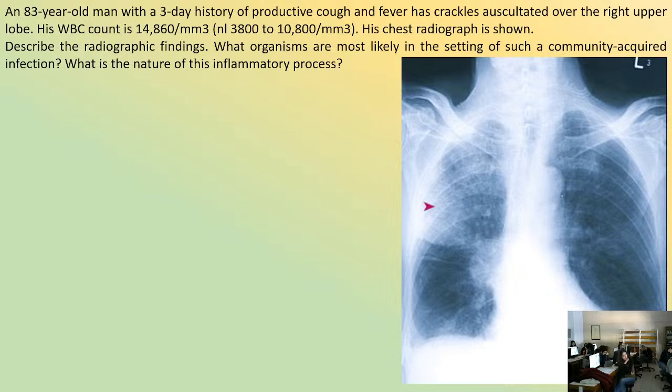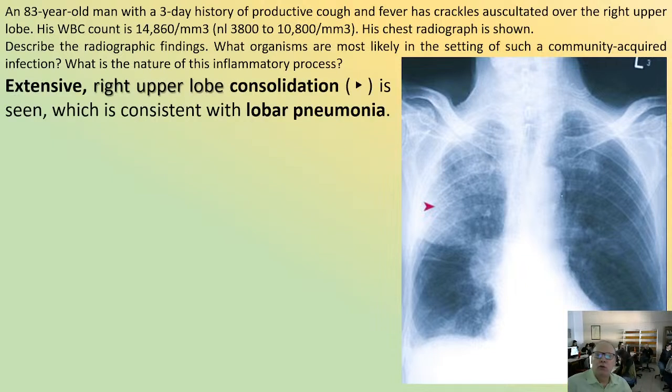So let's see the organisms. Now, what organisms are most likely in the setting of such a community-acquired infection? Why does it use this term community-acquired? So as to discriminate from a pneumonia that the patient gets in the hospital, because in this case, there are other infectious agents probably involved as causes of pneumonia, and the nature of the inflammatory process. So this is consolidation of the right upper lobe.